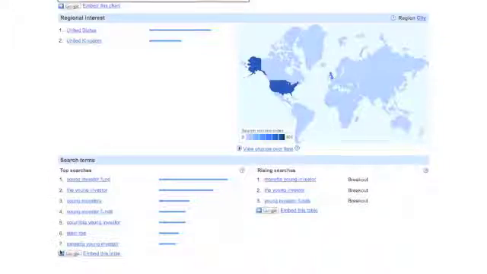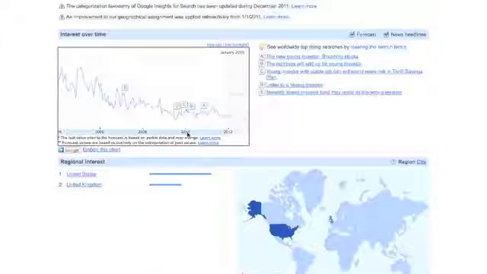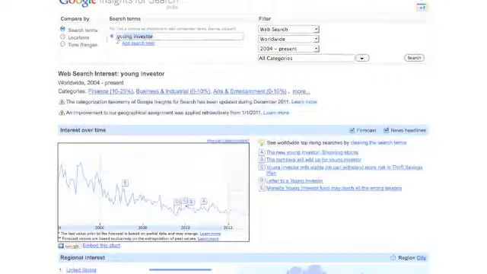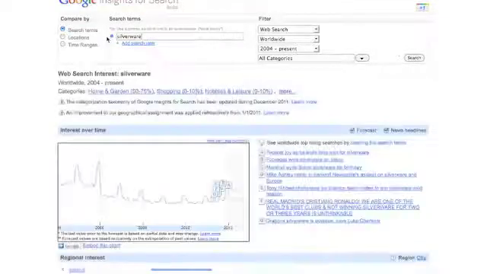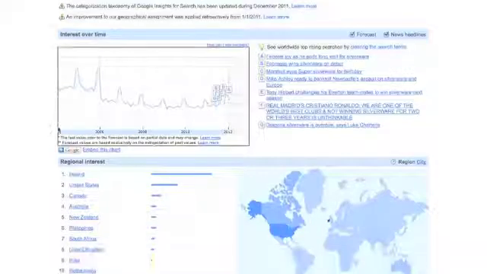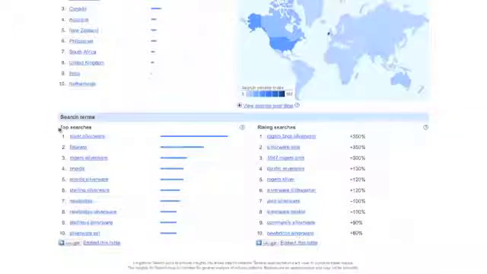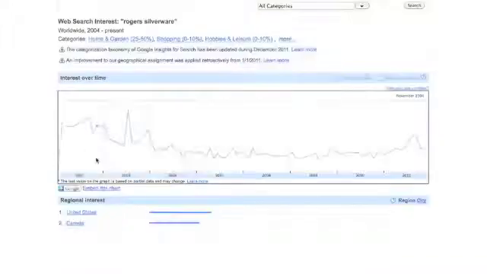Right here we have our search terms. These are the hottest search terms for anything regarding young investor. So if we were selling silverware through our website, we'll know to sell flatware, we'll know to sell Rogers particular silverware. We can even go ahead and click further into this.